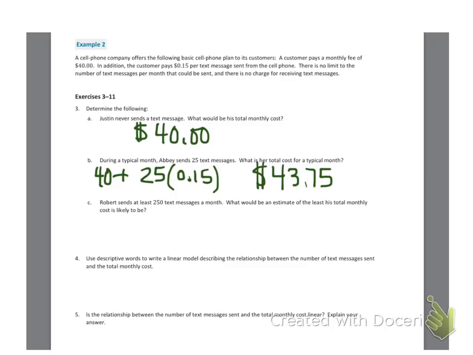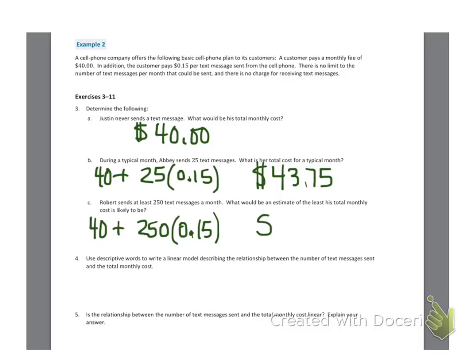Okay, now Robert sends at least 250 text messages a month. What would be an estimate of the least his total monthly cost is likely to be? Well, for Robert, he's got the same $40 plus 250 times the 15 cents per message. And so instead of $3.75, that's going to be $37.50.